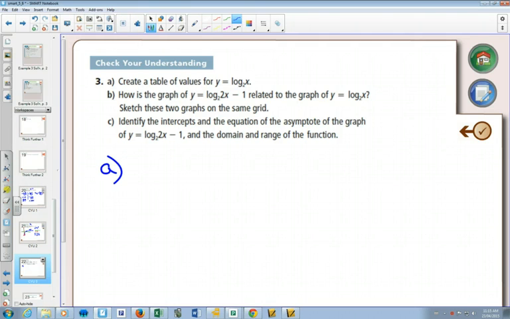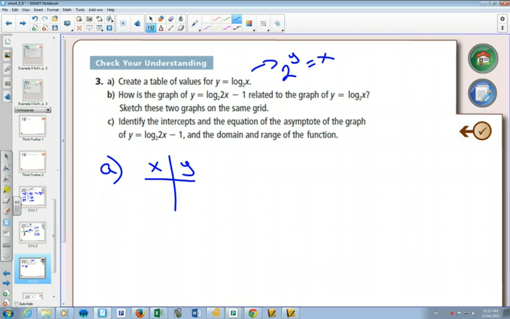For a table of values for y equals log 2 of x, what are ones that you know? Because remember, this log 2 of x is asking you 2 to what power is equal to x. So you can change it to exponential form or even just start reading it that way without having to write it down.